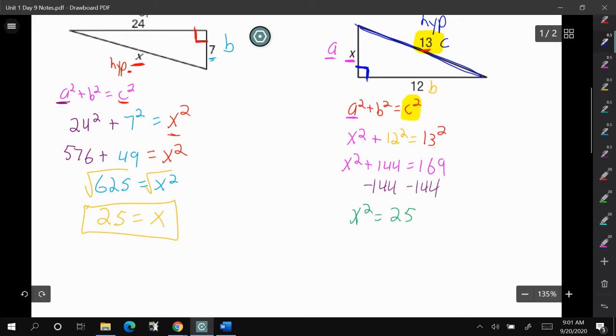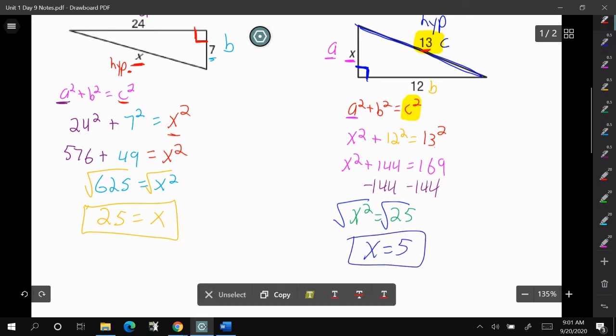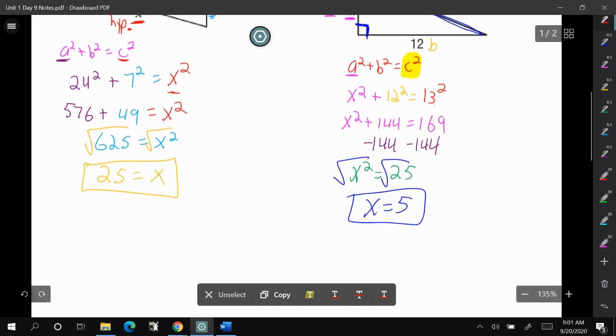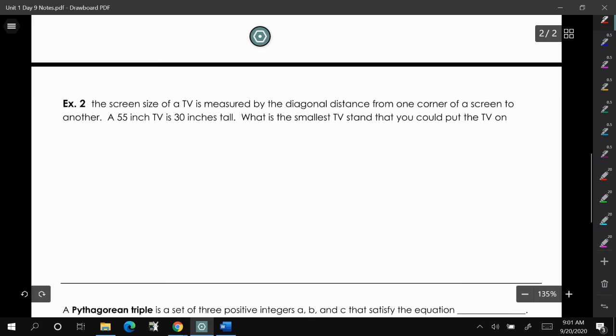Gives us 25. And then when we square root both sides, x equals 5. So this length up here in this triangle is 5. Right, on the next page, we have a story problem.